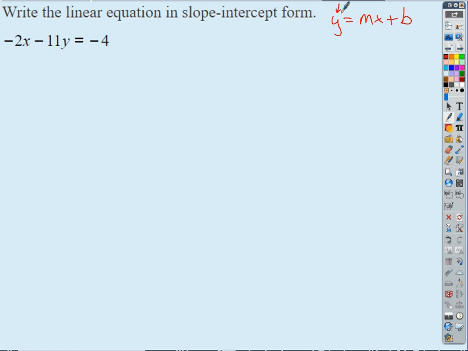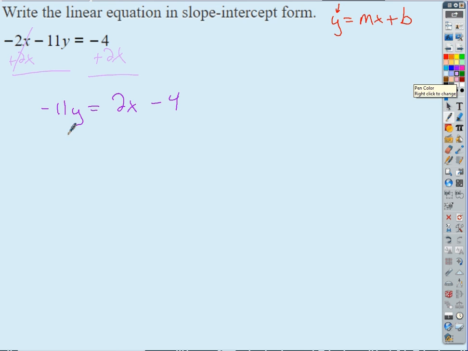So what are the steps over here then to get the y by itself? Add 2x. Okay, first step is we gotta push that x term to the right side. So we'll add 2x to both sides. So those guys cancel. And I get negative 11y equals, which term first, x or 4? X. So we get 2x minus 4.